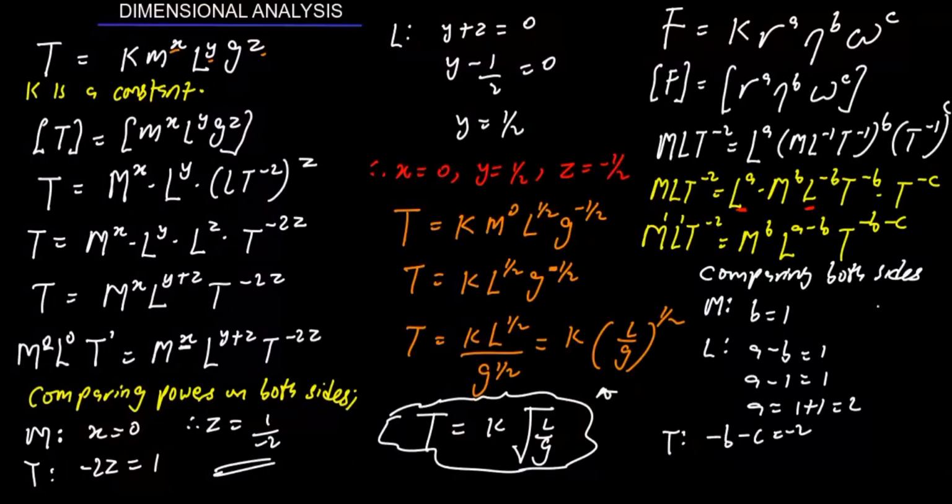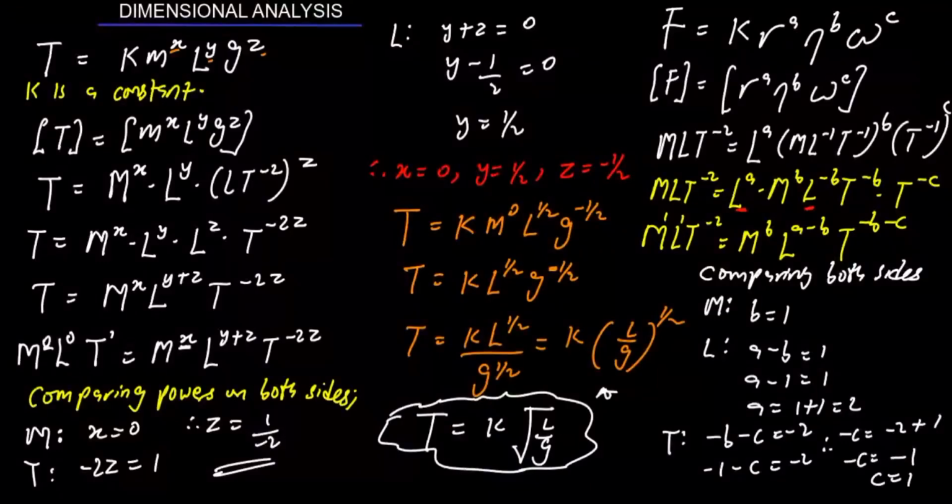So, check it out. I have the value of B. The value of B here is 1. Then minus C equal minus 2. So therefore, minus C equal minus 2 plus 1. Minus C equal what? Minus 1, and C equal to what? 1. All right, that's interesting.